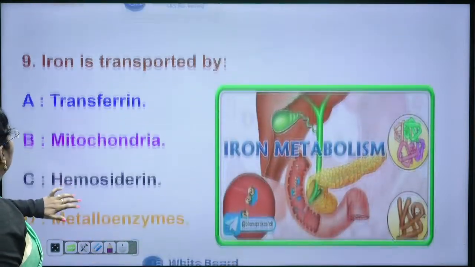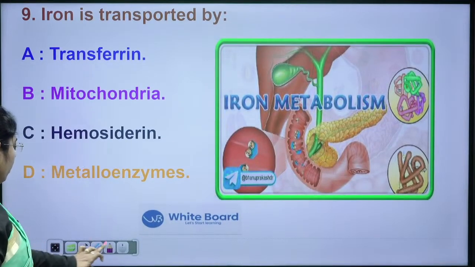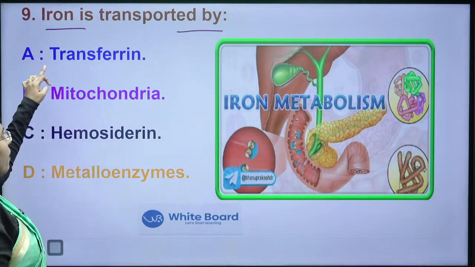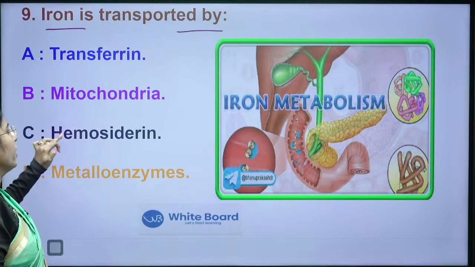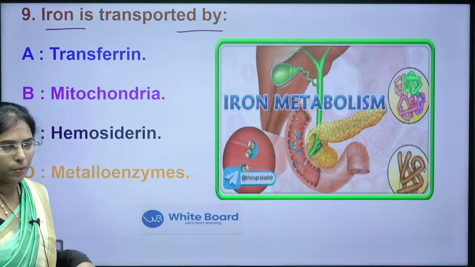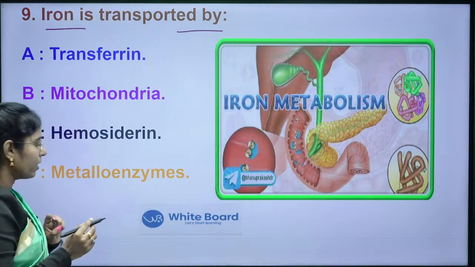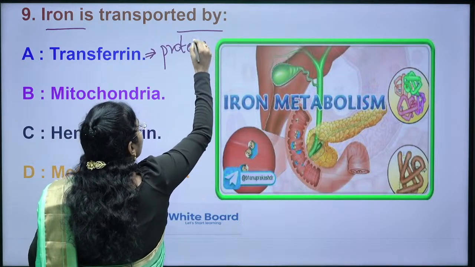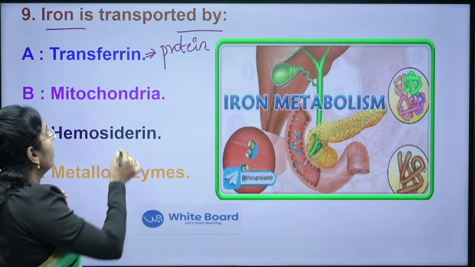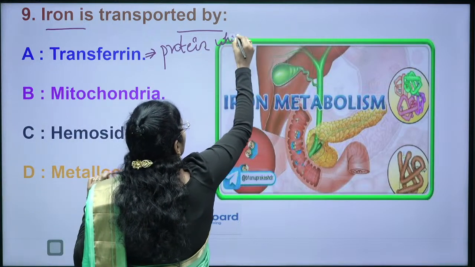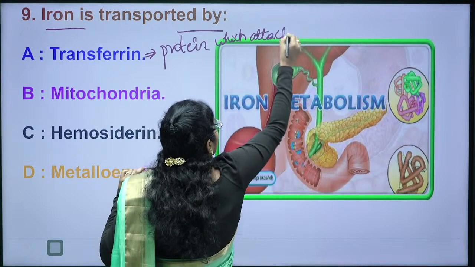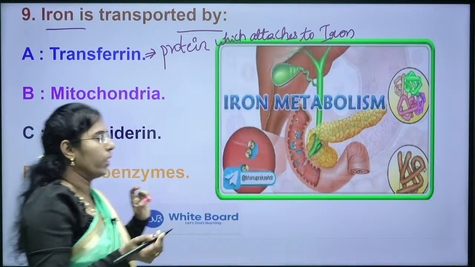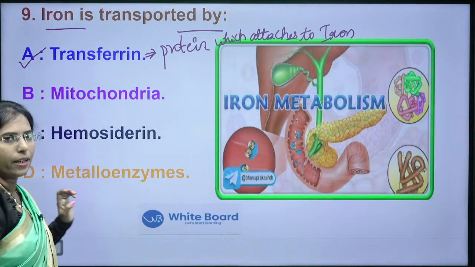Next question, question 9. Iron is transported by what? What are the four options? Here they have given transferrin, mitochondria, hemosiderin and metalloenzymes. The first one is transferrin. So what is transferrin? Transferrin is a protein which attaches to iron and thereby helps in transporting the iron throughout the body. So obviously the first one is the correct option.